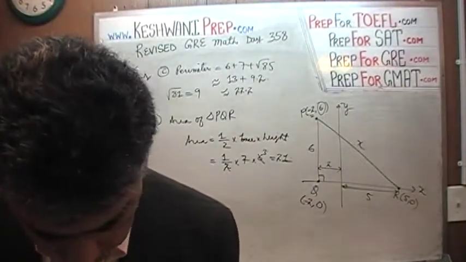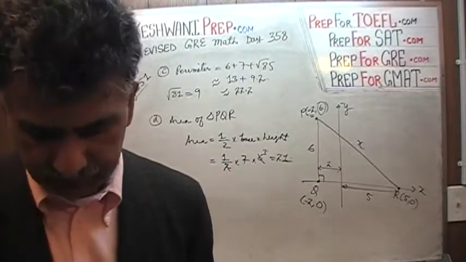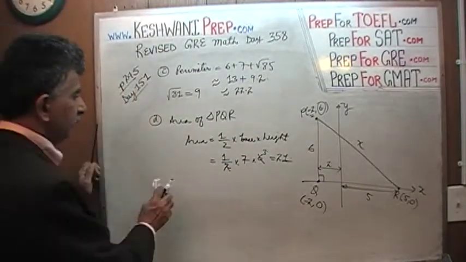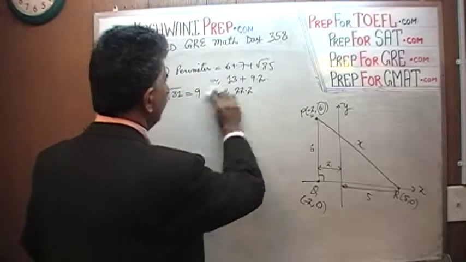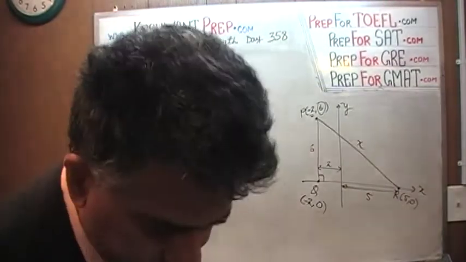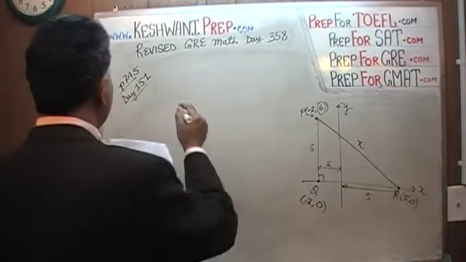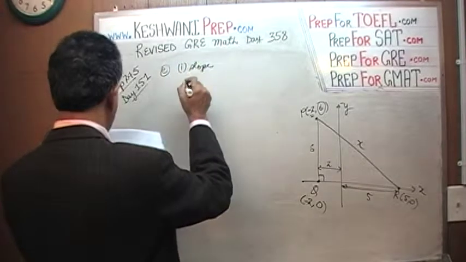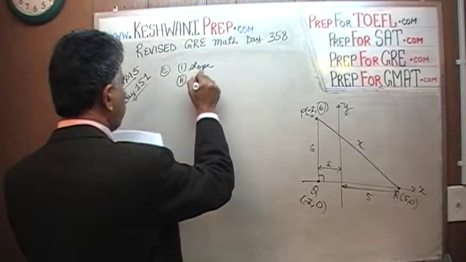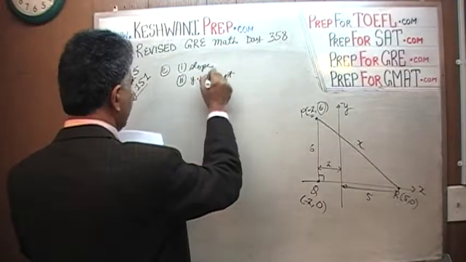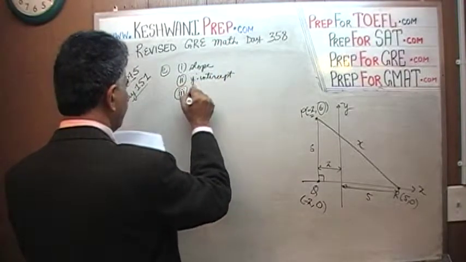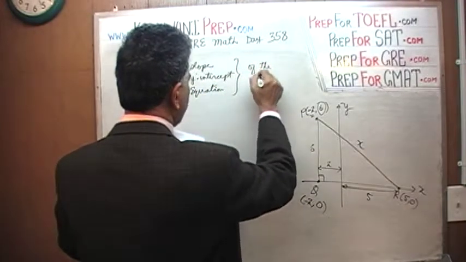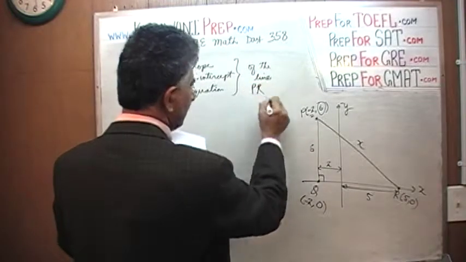Let's move on. Anything else? Part E. Oh, in part E they're asking several things, 3 things actually. Let's look at part E. We need the room, so we need to erase everything. In part E, they're looking for, first of all, the slope, the y-intercept, and finally the equation of the line PR, this line right here.